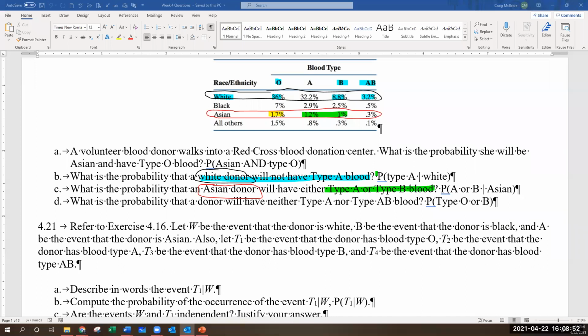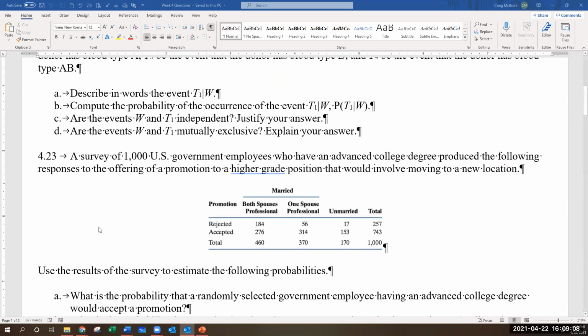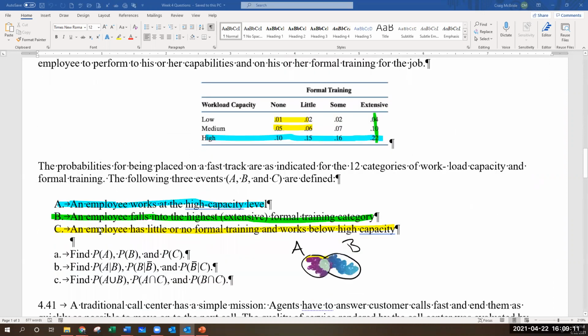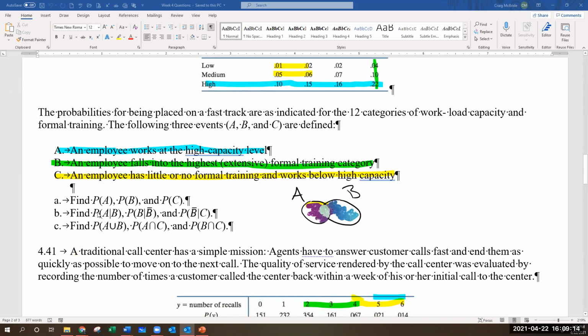Let me bring it up. Just read to me what 4.26B is. What's the slash called? That's given. So A given B. This says, what's the probability that A occurs given that B has already occurred? In the context of this question, it's asking, what's the probability that an employee works at the high level capacity level given that the employee falls into the highest extensive formal training category?